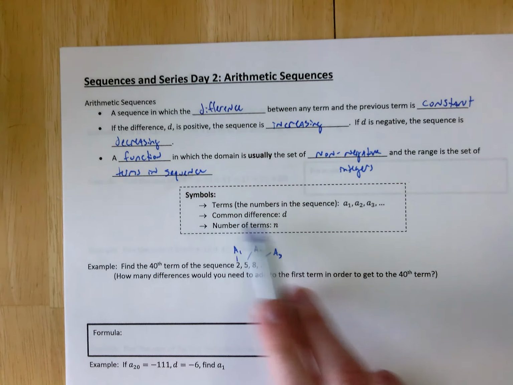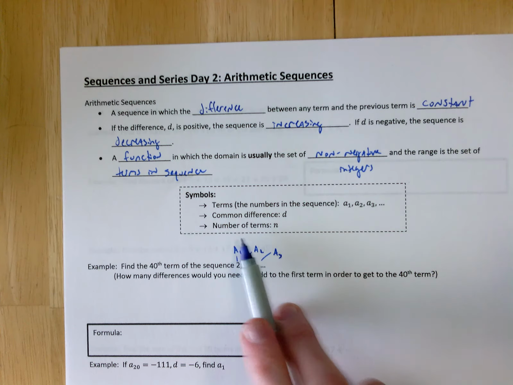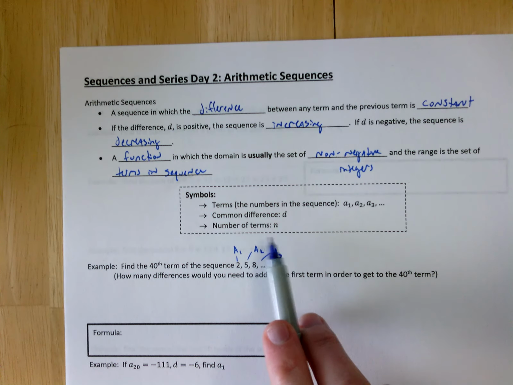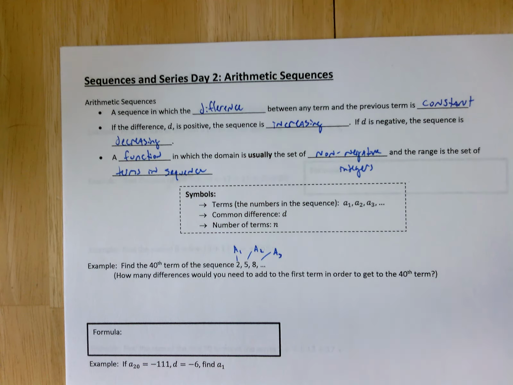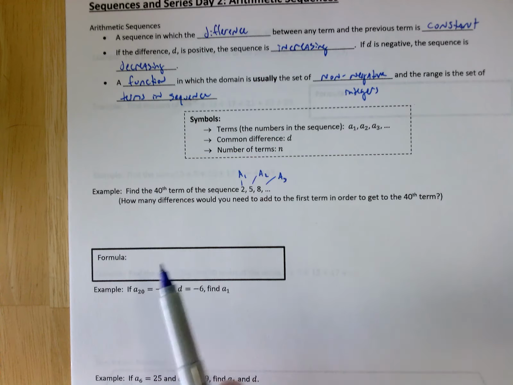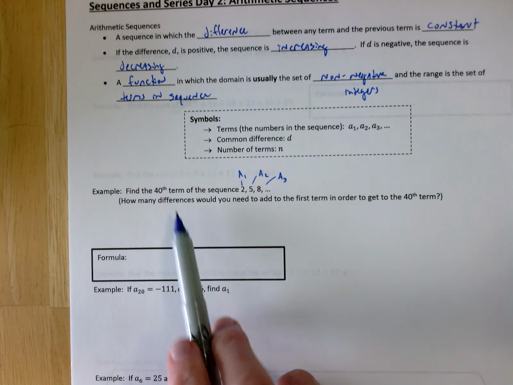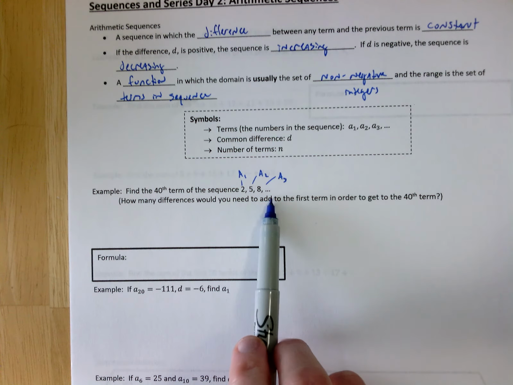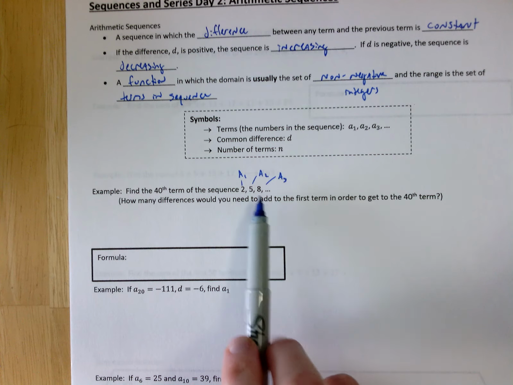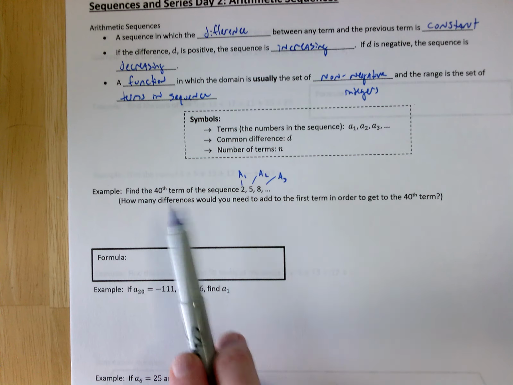Your common difference, d, and the number of terms in your sequence, or at least the number of terms that you're looking at, would be n. Okay, so let's start looking at some examples. A big part of doing arithmetic and geometric sequences and series is engaging your brain and thinking logically about them. So let's talk about this one right here. We want to find the 40th term in this sequence. We've got the first couple and I want to get to the 40th one.